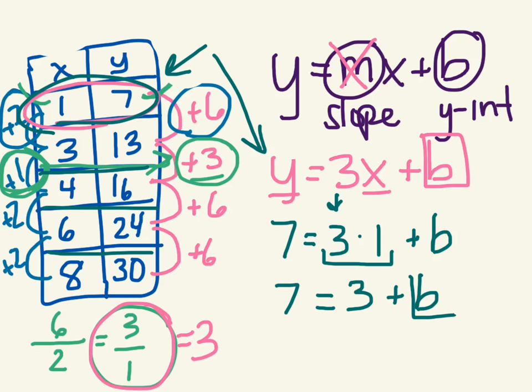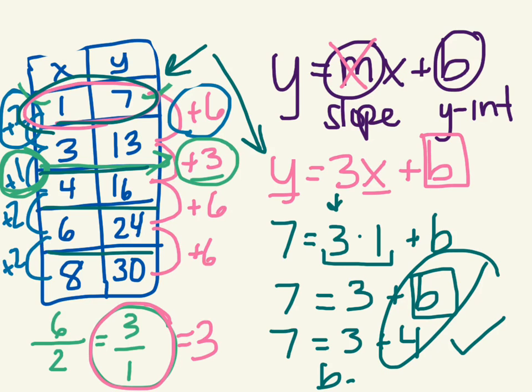So this is my unknown. 3 plus what would give me 7? Well, I know that 7 equals 3 plus 4, which means that b would have to equal 4. So that would mean that my y-intercept, which is the b, my y-intercept equals 4. And if you remember from the way we just did it, we got that when x is 0, y is 4.